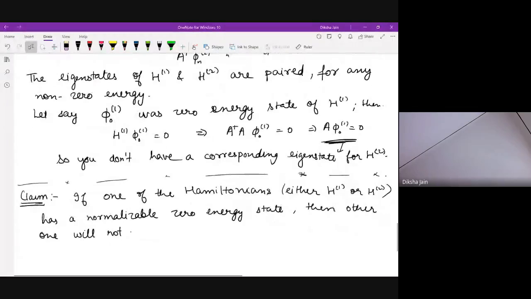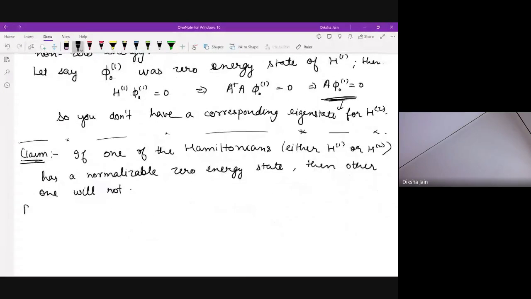Okay, now let me try to prove it. Let's assume phi 01 is a zero energy state of H1. Here this normalizable is important.